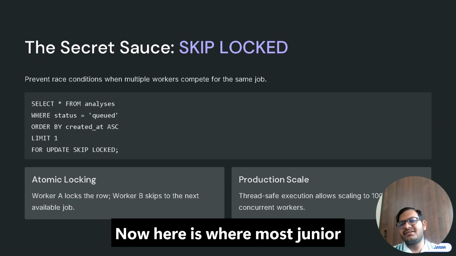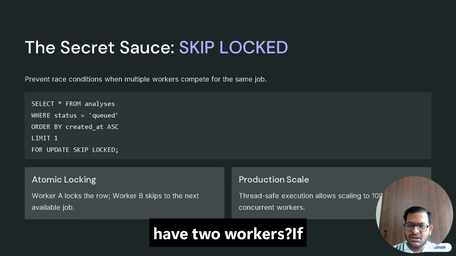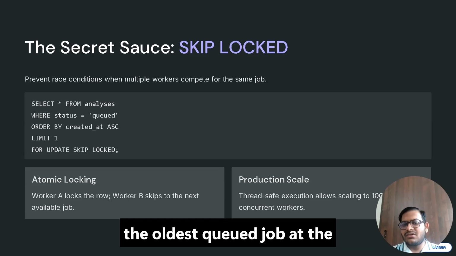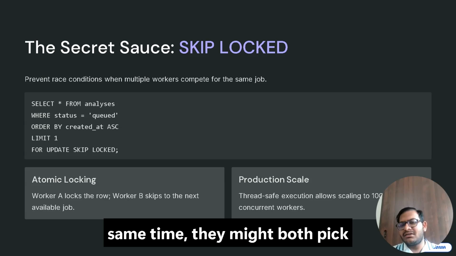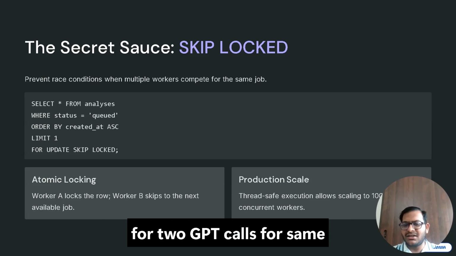Now, here is where most junior tutorials fail. What happens when you have two workers? If both workers ask the database for the oldest queued job at the same time, they might both pick the same job. Now you're paying for two GPT calls for the same resume.